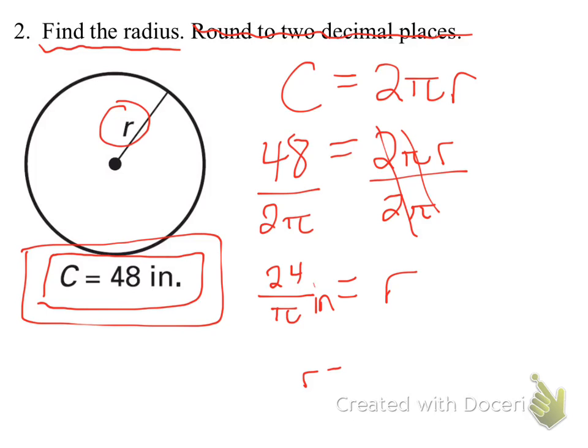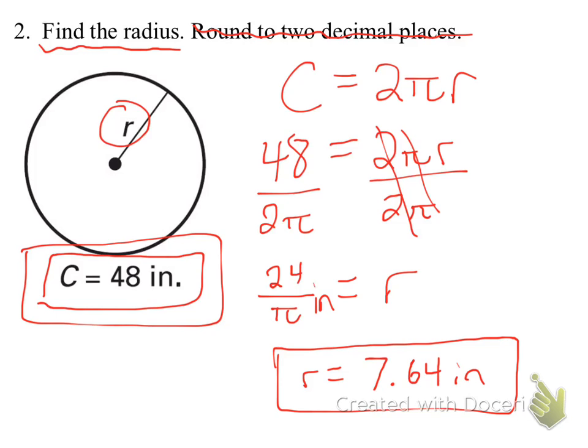But for those who want something that looks a little more like a radius, I've got my calculator here: 24 divided by pi, and that would be around 7.64 inches. I followed the directions and rounded to the nearest 2 decimal places. All I did was put 24 divided by pi into the calculator, and the result rounded to 7.64.